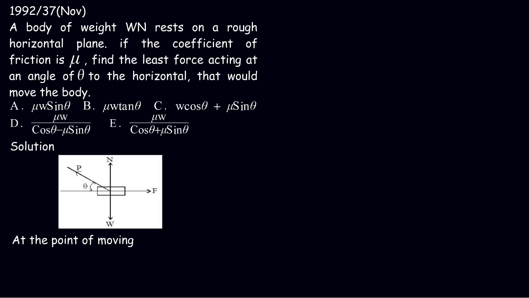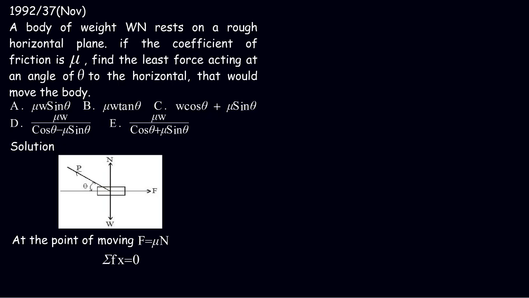Now at the point of moving, F will be equal to mu N, and at the point where the body just starts moving, the sum of all our horizontal forces will be equal to 0, and all our vertical forces will be equal to 0. So beginning with our horizontal forces, the sum of Fs, which is our horizontal forces, will be equal to 0.